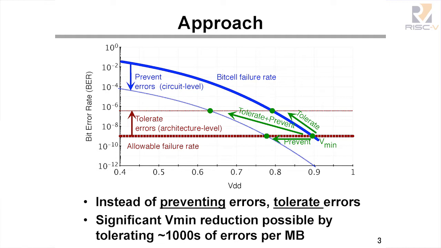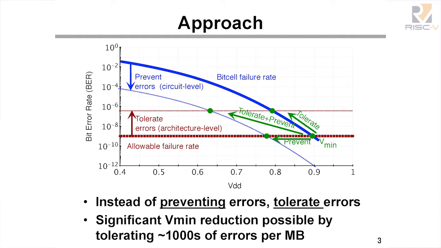So this plot shows the bit cell error rate or failure slope for generic SRAM shown in blue. The y-axis is the bit error rate, and the x-axis is the voltage. Note that the y-axis is on a log scale. This means for a 50 millivolt reduction in VDD, you get about a 10 times increase in the number of errors you see. So the minimum operating voltage is set by the intersection of this blue line with the horizontal red line, which is the maximum allowable failure rate.